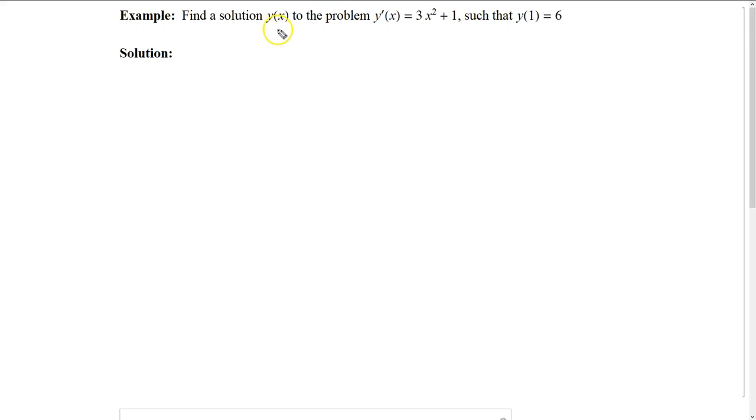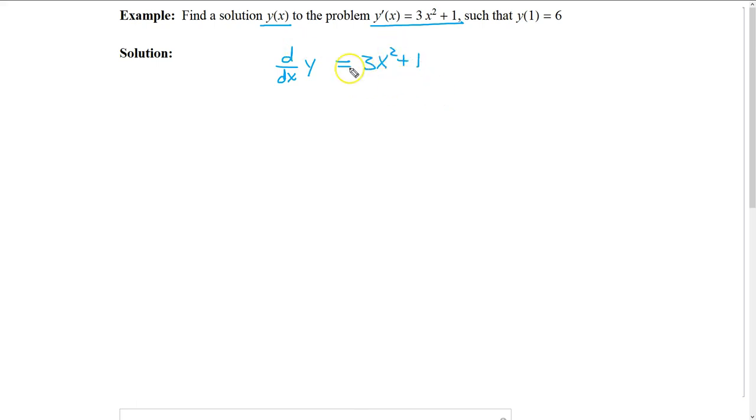Now here's an interesting problem. We want to find a function y of x which is a solution to this problem. The derivative of y has to equal 3x squared plus 1, and y of 1 must equal 6. Now let's think about this a little bit, what we have to do. So we want to find a function y in which d/dx of y equals 3x squared plus 1.